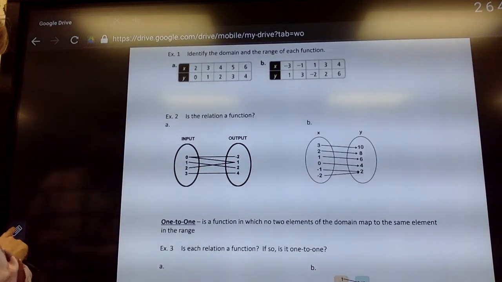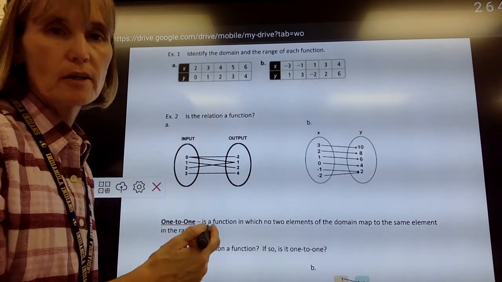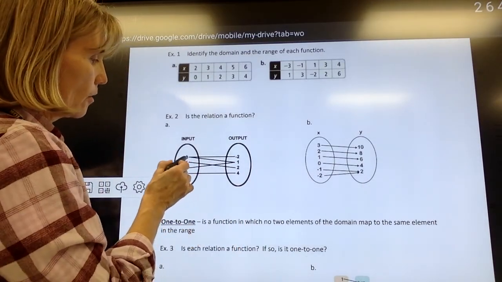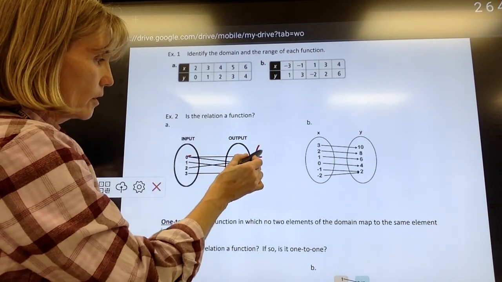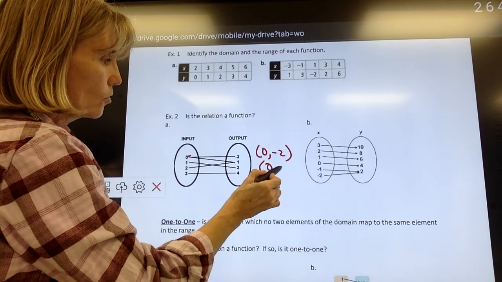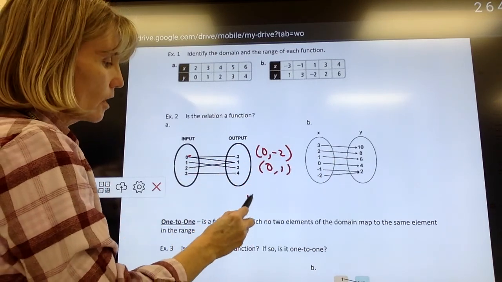Okay, example 2, it's asking you if the relation is a function. Remember we talked about above how it's a function if the x value doesn't repeat. And we already talked about how there's two lines coming off of 0, creating 0, negative 2 as an ordered pair, and also creating 0, 1 as an ordered pair. Since that 0 is repeating, we would say not a function.